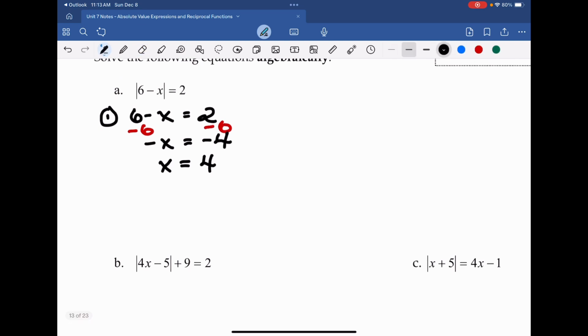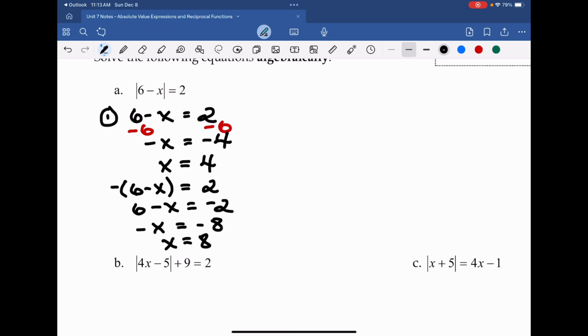Now, for my second part, I'm going to take that absolute value piece and I'm going to make it negative. So I take all of the same terms, but I surround them in brackets, put a negative on the outside. This is going to be equal to 2. I can divide the negative away, giving me 6 minus x is equal to negative 2. From here, I can subtract the 6 across, just like I did before, giving me negative x is equal to negative 8. And then when I divide the negative, I get x equals 8.